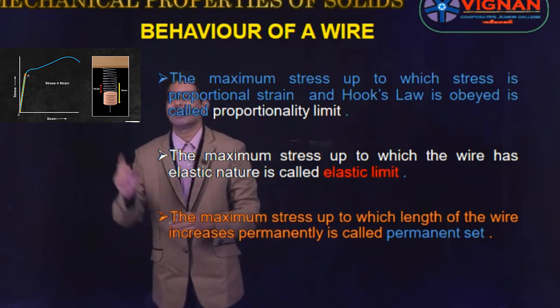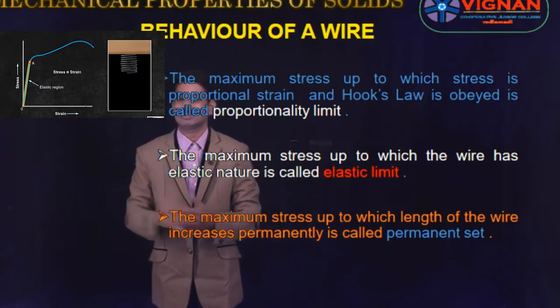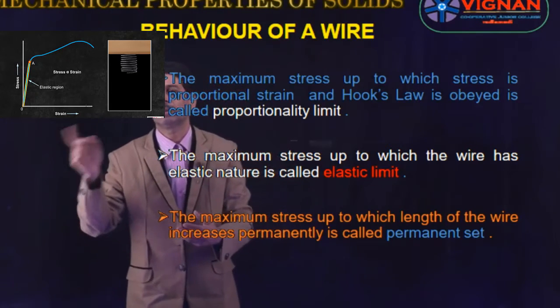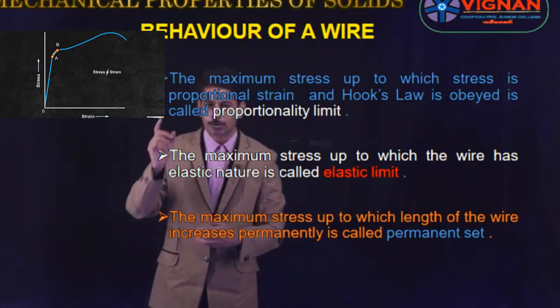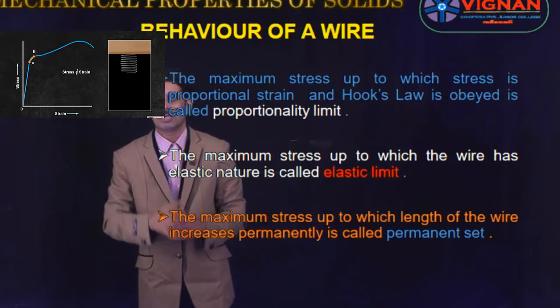But still the wire has elastic nature. How can you tell that the wire has elastic nature? If you remove the loads, the wire once again gets back to its original length. That means the wire has elastic nature. So up to the point B, the wire has elastic nature, and that is why it is called the elastic limit.